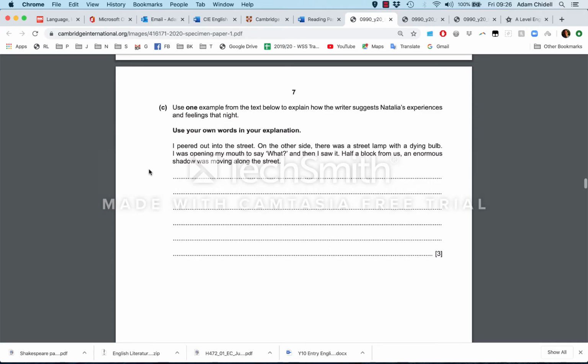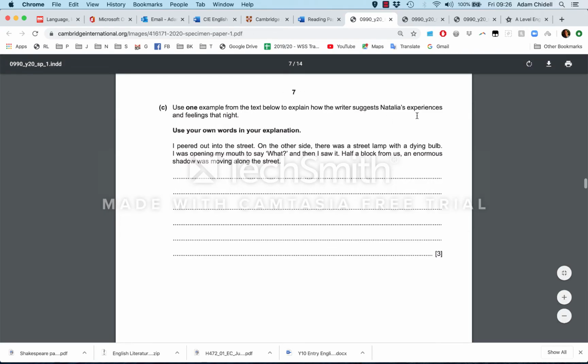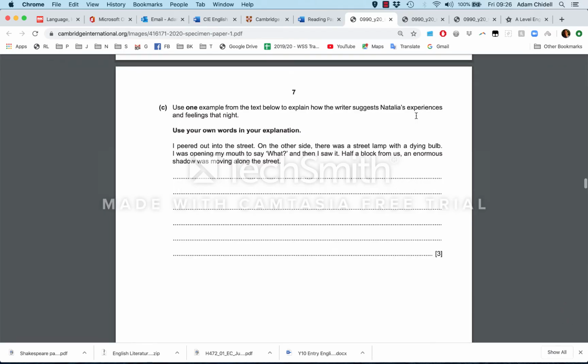So I'm going to show you the mark scheme in a moment, but if we look right at the start, I peered out into the street. So this is on the mark scheme, this idea of peered out. And you might immediately start thinking, well, how does this help suggest her experiences or feelings? I mean, if you peer at something, it conveys, doesn't it, a little bit of perhaps uncertainty or even a little bit of anxiety. It's not a confident staring out into the street necessarily, just a sort of peering. You're a little bit cautious, maybe, if you're simply peering, and that might then tell us a little bit about her feelings.